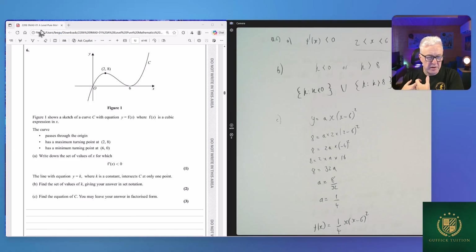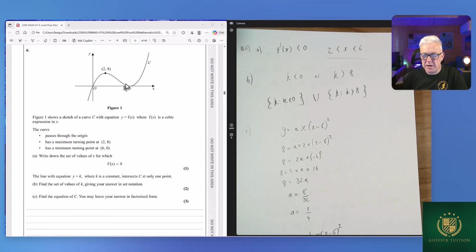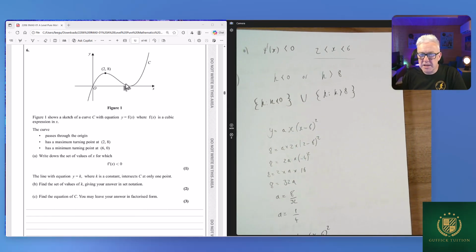Write down the set of values of x for which f dashed of x is less than 0. In other words, we want the range of values where we have a decreasing function. We can see from the graph that we've got a negative gradient between 2 and 6. So that's the range of values for which f dashed of x is less than 0. It's going to be x is less than 6 but greater than 2. That's our answer to part A.